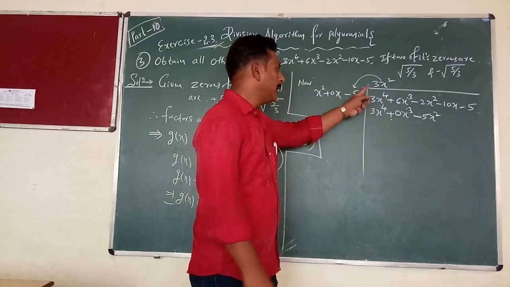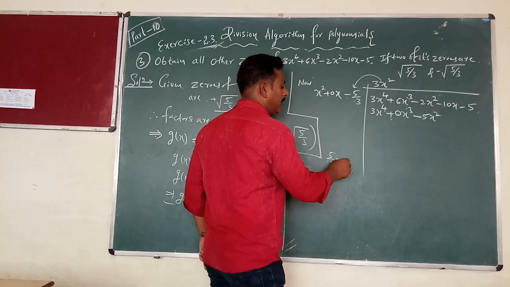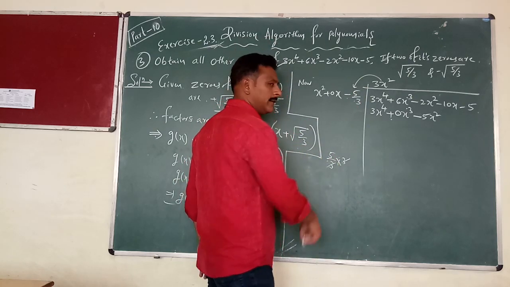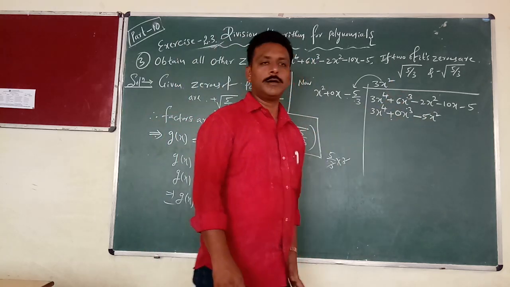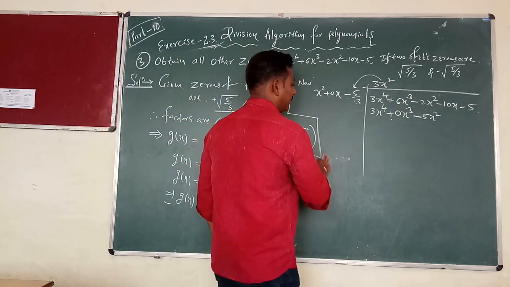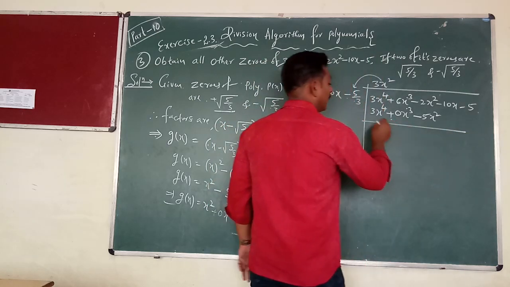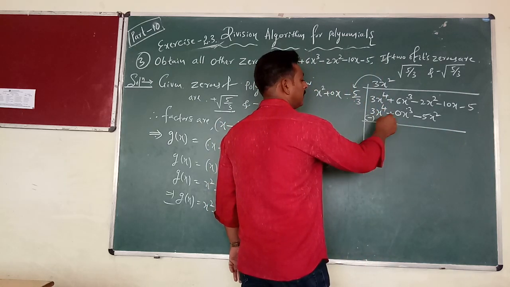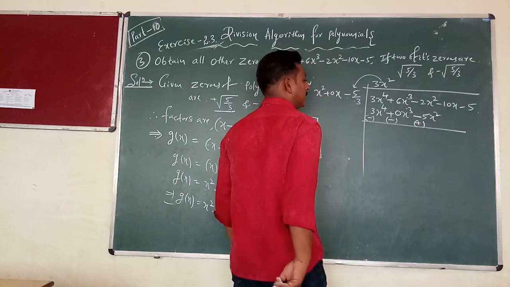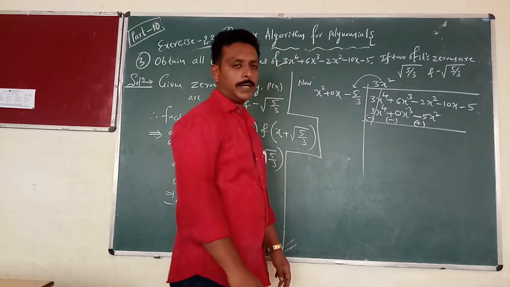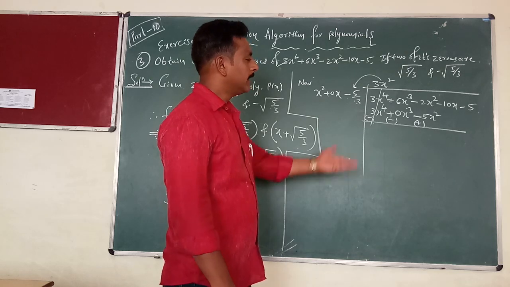5 by 3 into 3, multiply, the 3 gets cancelled. Then you will get only 5, and this variable x square remains as it is. So changing the sign, as it is plus make it minus, as it is plus make it minus, as it is minus make it plus. First one बोल दो bye bye. Next what you will get?